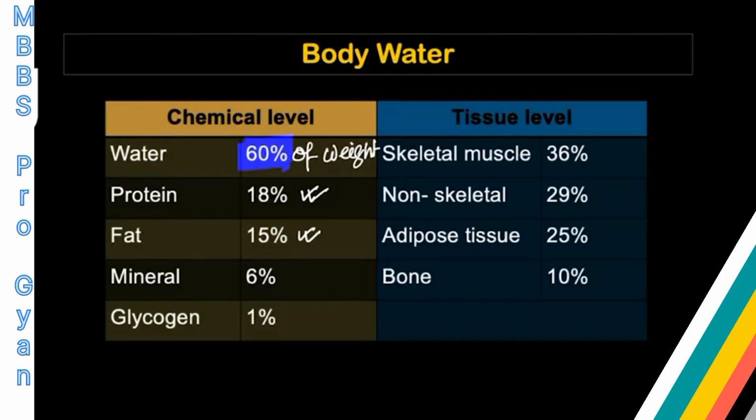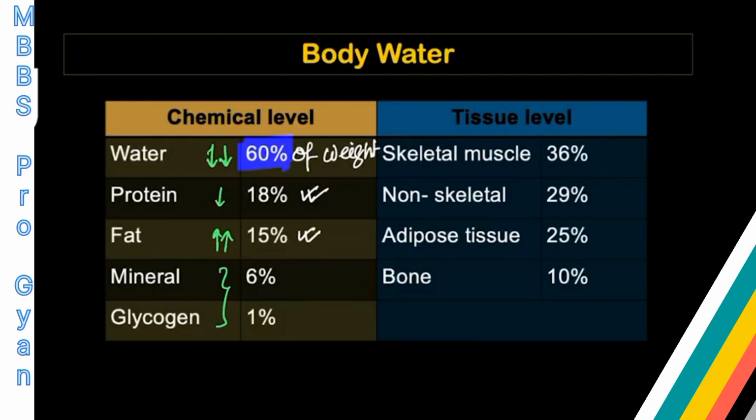But for a female adult person, the percentage of body water is a little lesser than that of the male, because in females the fat percentage is a little more. Similarly, the protein percentage is a little lower. So water is approximately 50% in case of female. Protein is also a little lower, but fat percentage is more in case of female. And minerals and glycogen are almost the same as in the male.